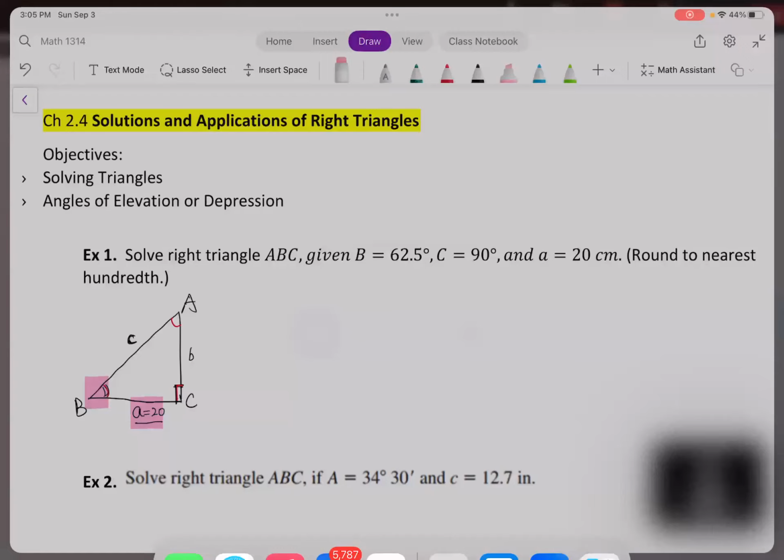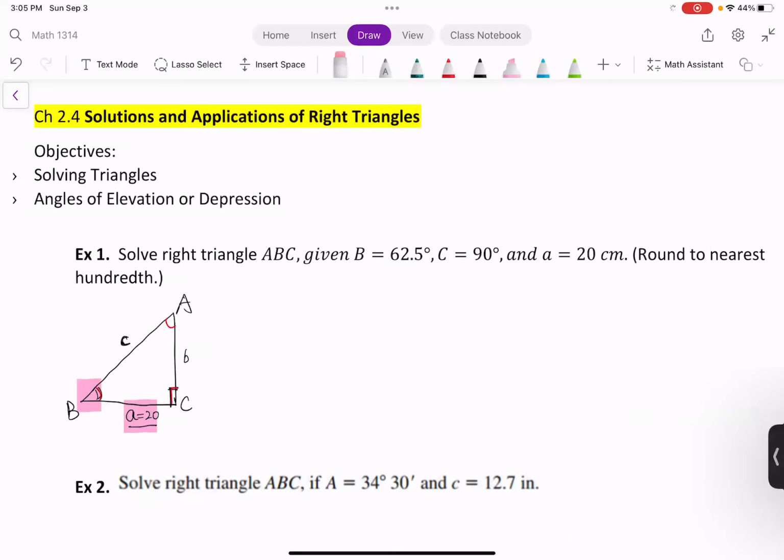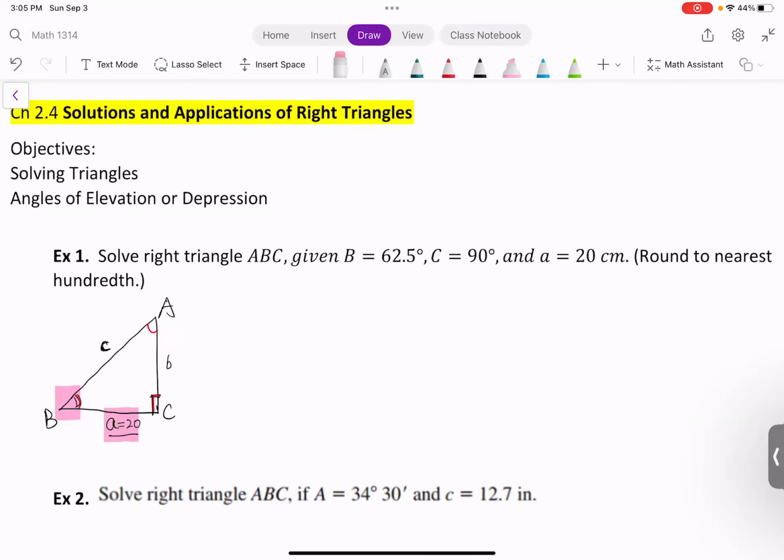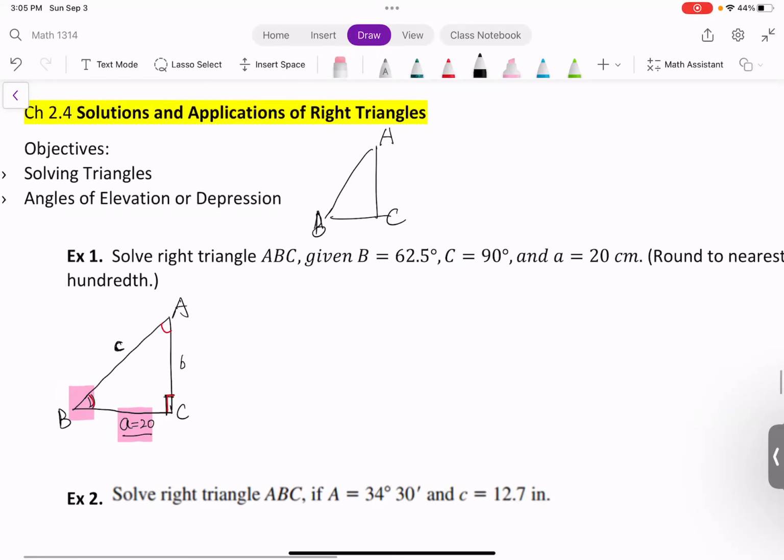This video we are learning chapter 2.4, Solutions and Applications of Right Triangles. We are solving the triangles. How to solve the triangle? For example, I have any kind of shape of triangle, and then I need to find angle A, angle B, angle C's measure. I also need to find the sides, three sides.